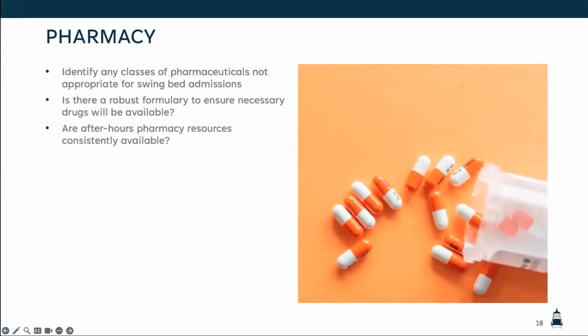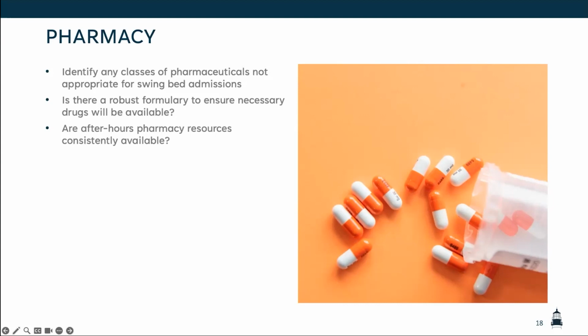Then we have pharmacy. Pharmacy is certainly a key factor here, similar to supplies and materials. Making sure that we have appropriate medications for patients who are coming to our hospital. And again, if we don't have that particular medication for that patient, can we get it? Are there after-hours pharmacy resources available, so we're not delaying that admission at all? And understanding what we cannot do from a pharmaceutical standpoint that would prevent an admission.